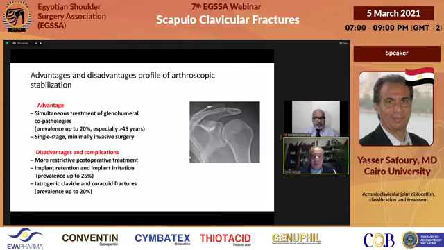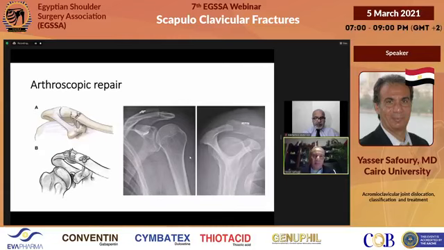Disadvantages, there's more restrictive post-operative treatment. In some types of button suspension devices, there is retention of the implant, which may cause irritation. Also, there can be a type of fracture of the clavicle or the coracoid process during your technique, and this is present in about 20% of the patients. But in cases of suspension and arthroscopic reconstruction, it's also important to address the AC ligament.